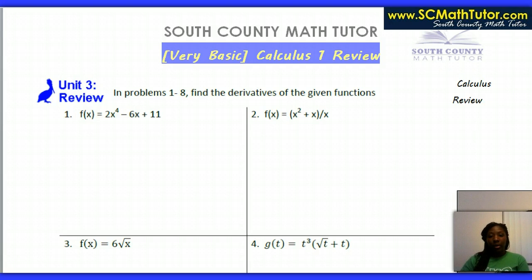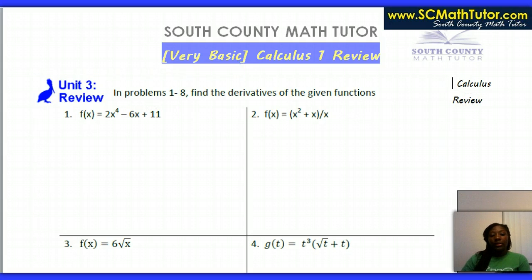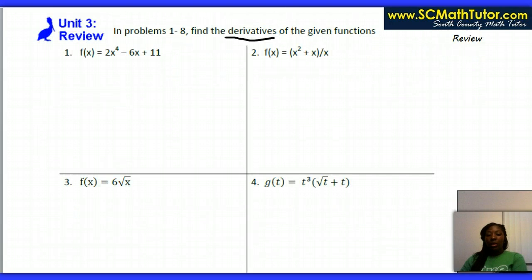Problem number one. Okay, so really basic. Find the derivative of the given function. Notice this is just a simple derivative rule. There's no chain rule. There's no quotient rule. There's no power rule. Just derivative. Okay, so this is 4 times 2 is 8, x cubed minus 6, and that's it. So f prime of x is 8x cubed minus 6.